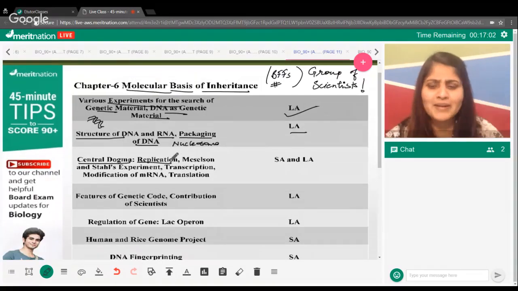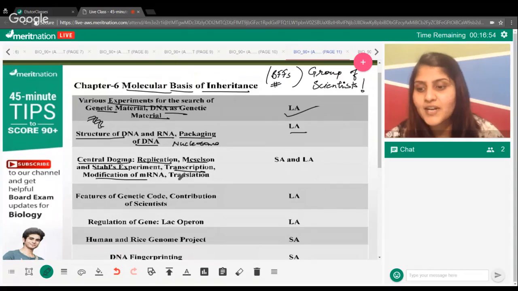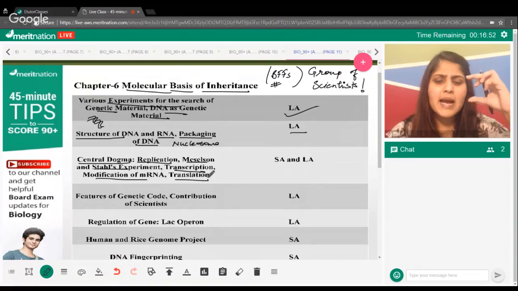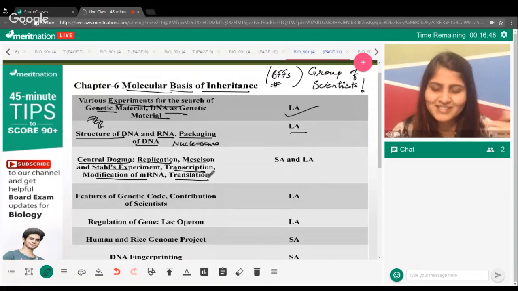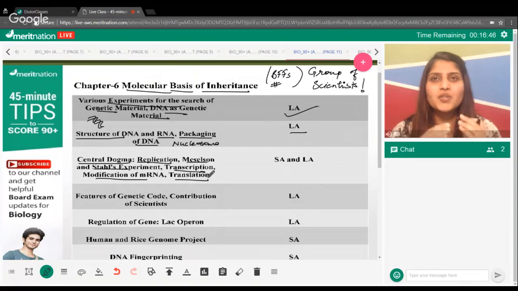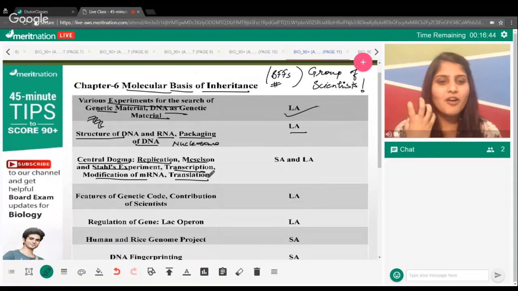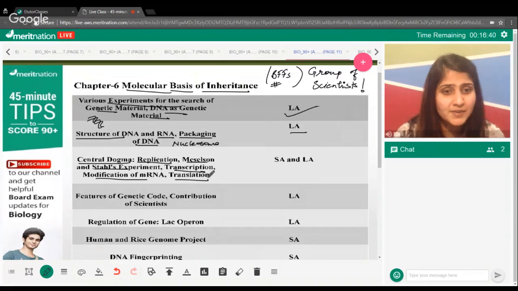I mean, why are you replicating? Then Meselson and Stahl's experiment, transcription, modification of mRNA in eukaryotes, translation. It's a big process. Big in the sense that when you understand them, they involve many enzymes. Okay, they involve many concepts, right?